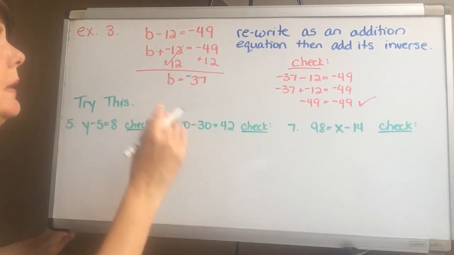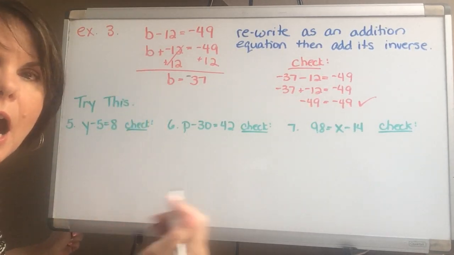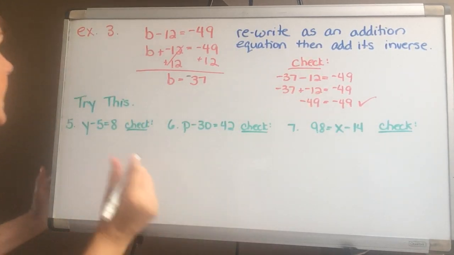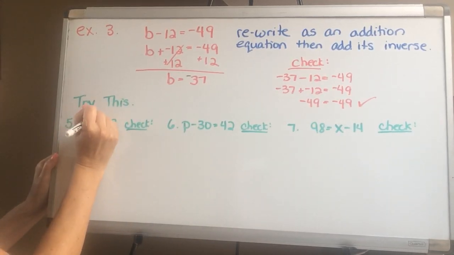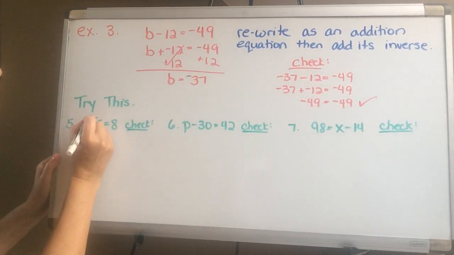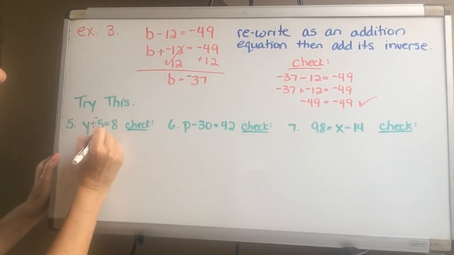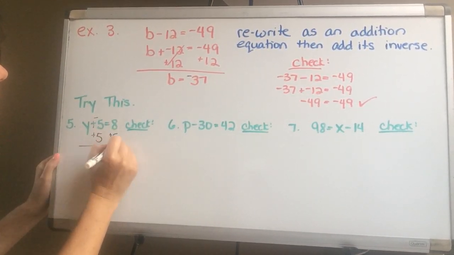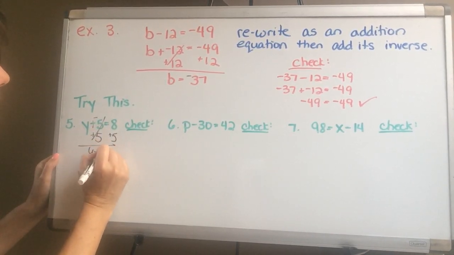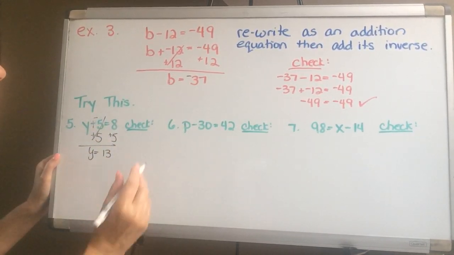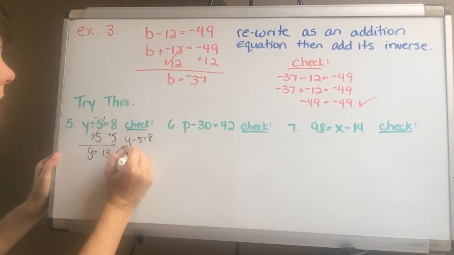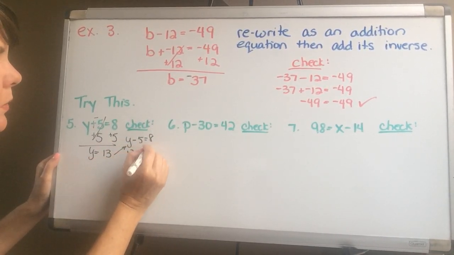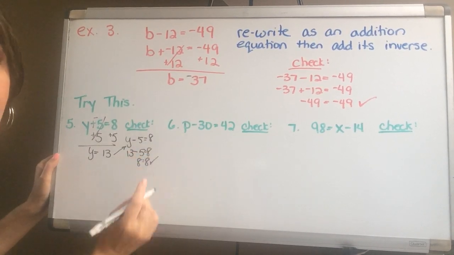Okay, you don't need to rewrite this like I did up here. I like to write right over the problem. So y minus 5 equals 8. So that's the same as y plus a negative 5 equals 8. The inverse of a negative 5 is a positive 5 to both sides. Y equals 13. Okay, when you go to check this, y minus 5 equals 8. Substitute it in. 13 minus 5 equals 8, and 8 equals 8, and that checks.